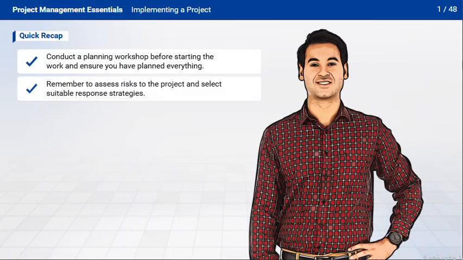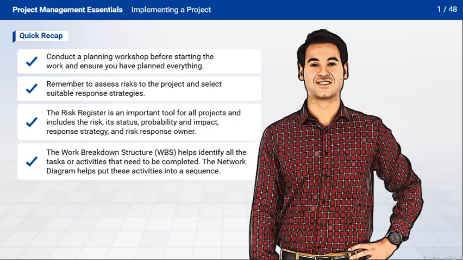Welcome back. Here is a recap of what I learned from the planning phase. It's a good reminder as I begin the implementation phase.